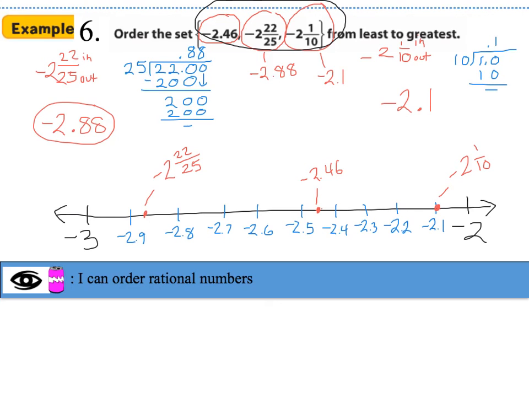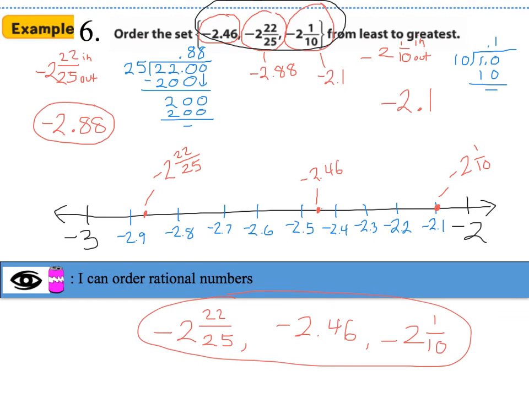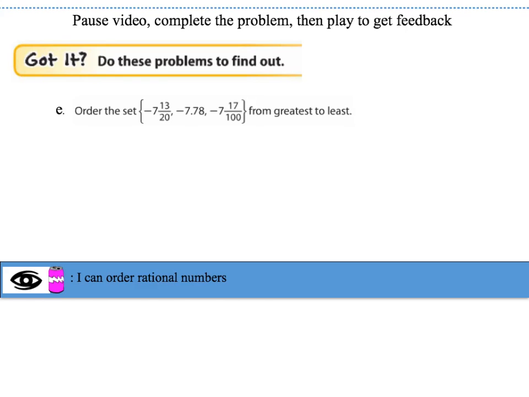I know that the smallest number on here has to be on the left-hand side of the number line because it's furthest from 0. So negative 2 and 22 over 25 is the smallest number because it's farthest away from 0, followed by negative 2.46 is the next largest number, and the largest number of all would be negative 2 and 1/10 because it's closest to 0. So these numbers are in order from least to greatest. So pause the video, complete the got it problem, and then play it back for some feedback.